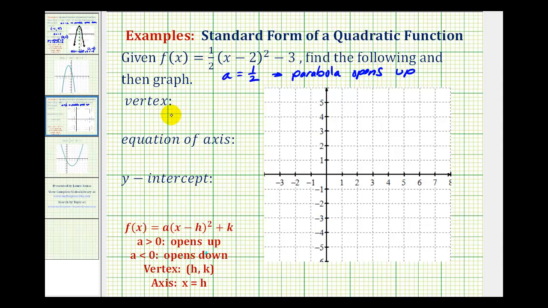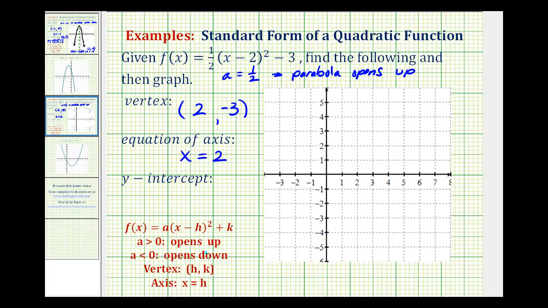Next, for the coordinates of the vertex, notice here we have x minus 2, which means the x-coordinate will be positive 2. And we have minus 3 here on the end, so the y-coordinate will be negative 3. So one way to think of this is the x-coordinate is the opposite of what you see here with the x variable, and the y-coordinate is the same as the sign of the constant on the end. And then if the vertex has an x-coordinate of 2, we know the equation of the axis will be x equals 2.